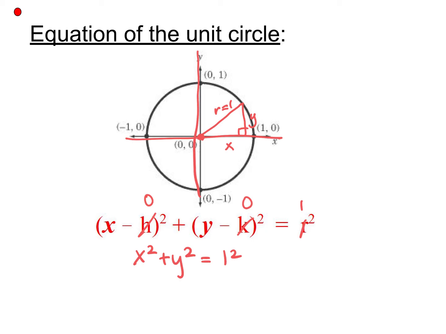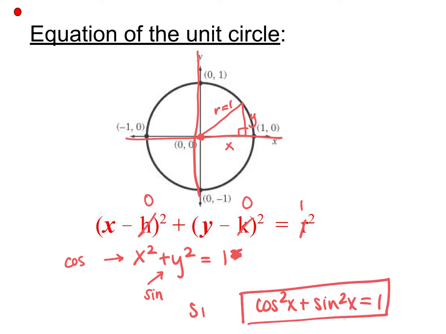And you don't have to write this down, it's not on your note sheet. Or just 1. And also think back to trig. We know x represents the cosine function, and y represents the sine function. So I could actually write this as cosine squared plus sine squared equals 1. And this right here is what we're calling the Pythagorean identity.